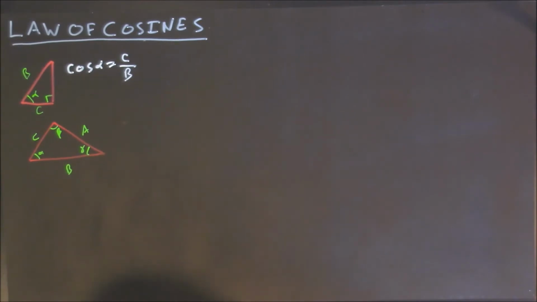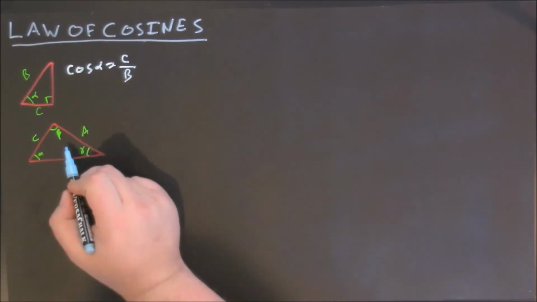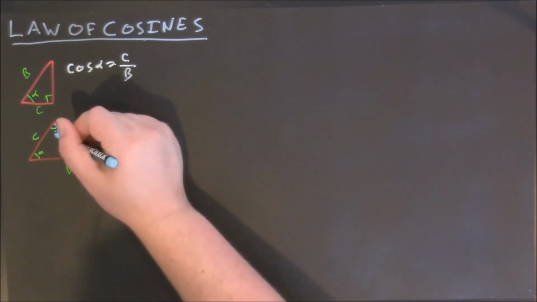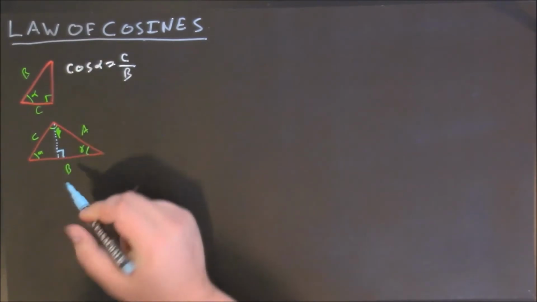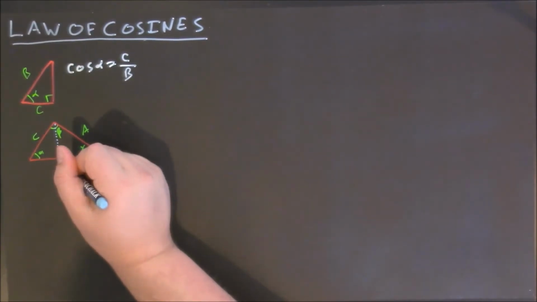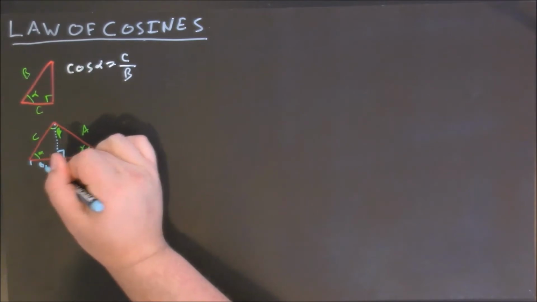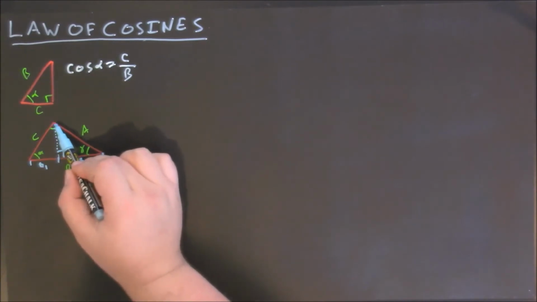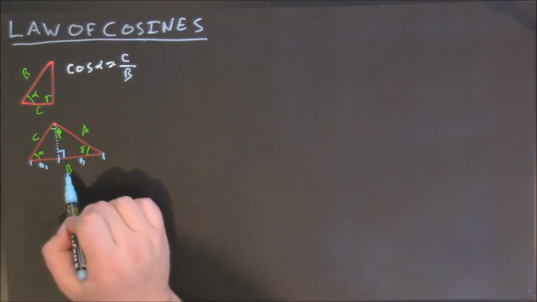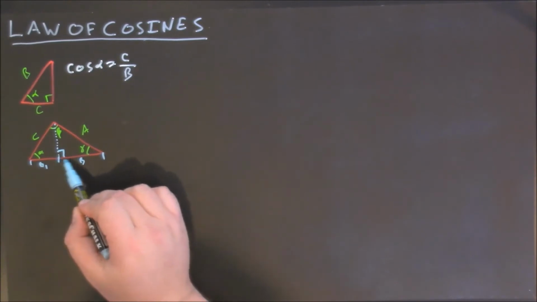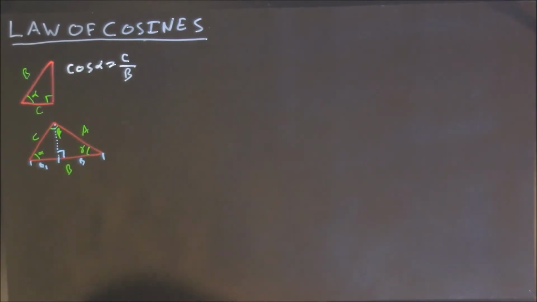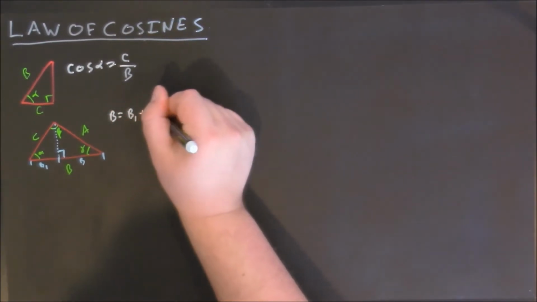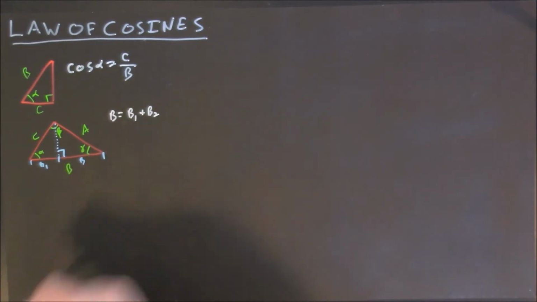Well, we're going to have to use a little bit of a trick. We're going to have to make this into two smaller right triangles. And we do this by dropping a line that is perpendicular to B. So now we've split B into B1 and B2, and we have two smaller right triangles. So now we can say that B is equal to B1 plus B2. We've just split it in half.